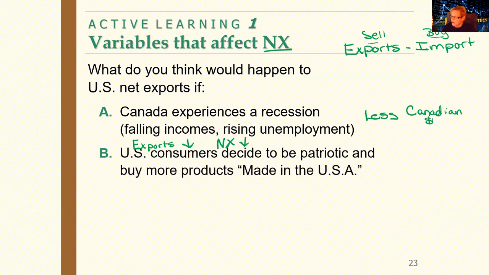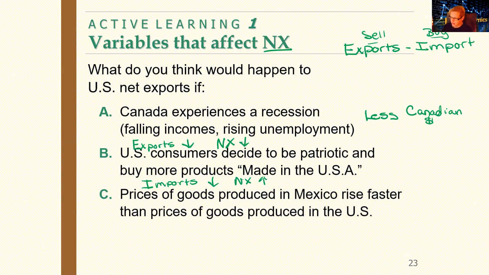Okay, let's look at our next one. U.S. consumers decide to be more patriotic and buy more products made in the USA. Actually, really, that means assembled in the USA. So what would happen here? Again, same kind of result. Exports, I'm sorry, no, that's wrong. I have to read the slide and write and do the other stuff. So what would happen? We would decrease our reliance on foreign goods. And so what would happen is imports would fall. And net exports would rise.